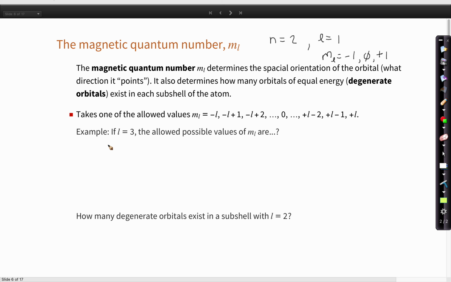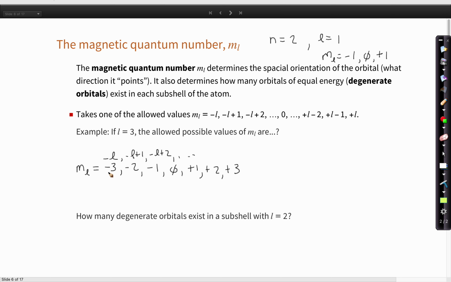So let's do another example. What if L equals 3? What are the possible allowed values of m sub L? So m sub L is allowed to be minus L. So what is minus L? Minus L is minus 3. And then we're just going to start adding numbers to it. So -3, -2, that's minus L plus 1. And then we would have -1, that's minus L plus 2, and so forth and so on. So then the next one would be 0, and then plus 1, plus 2, and plus 3. So these are the total number of possible m sub L values.